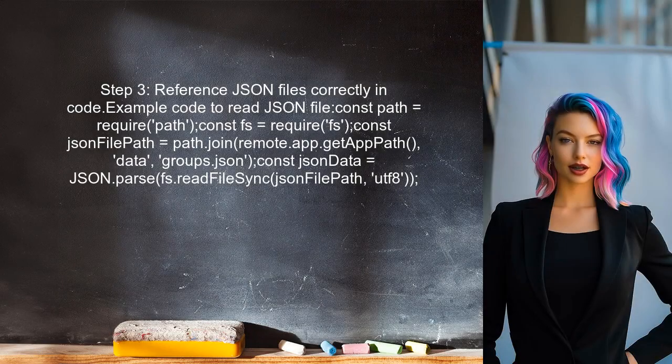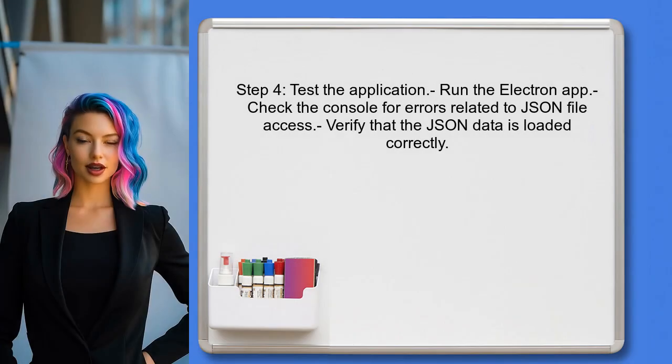After setting up the Webpack configuration, the user should check how they are referencing the JSON files in their code. They should use the correct path to access the files after they have been copied. Finally, the user should test the application to ensure that the JSON files are accessible and that there are no errors when reading them. This can be done by running the application and checking the console for any issues.